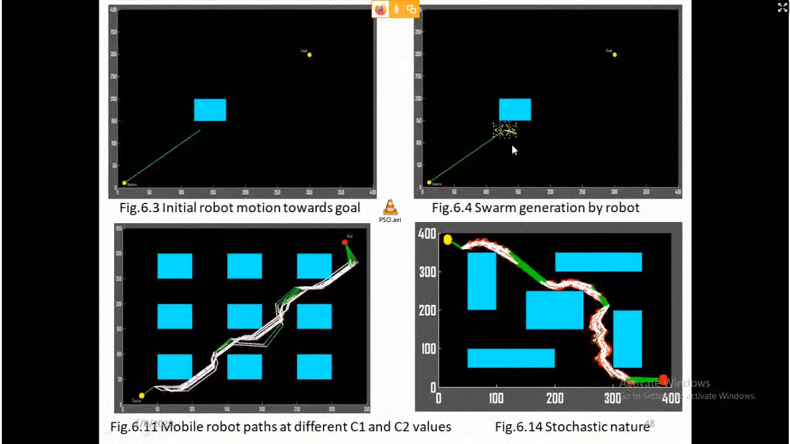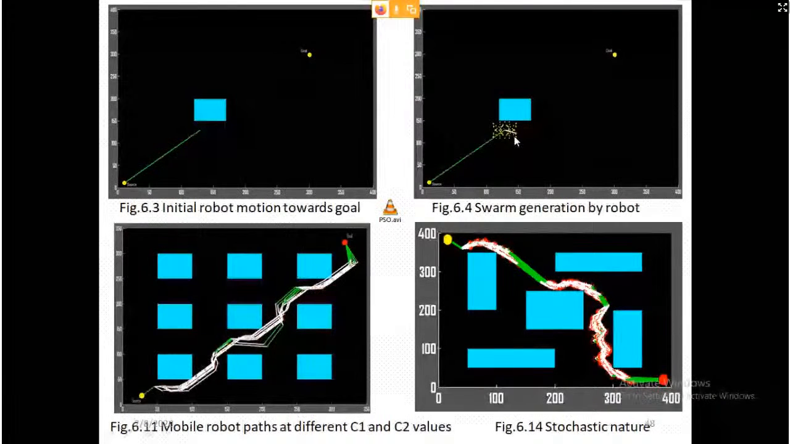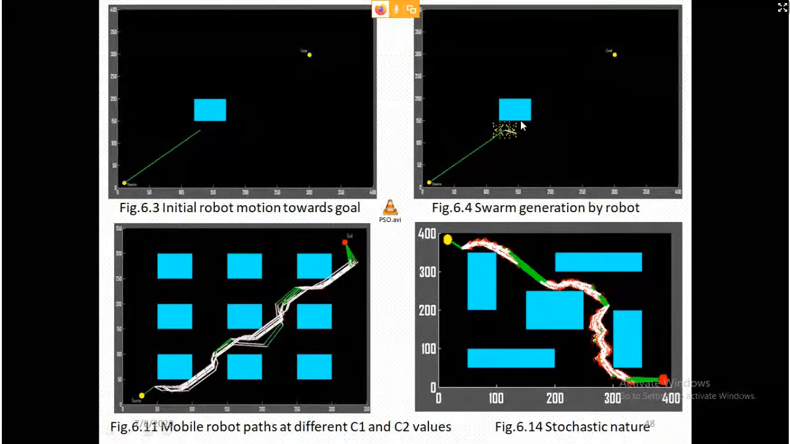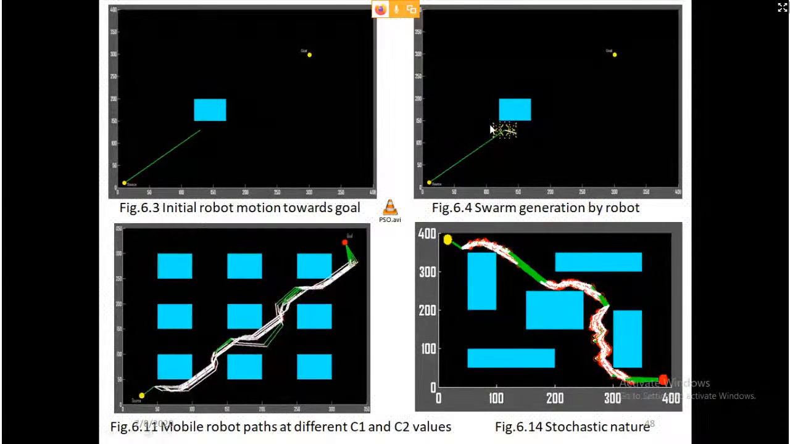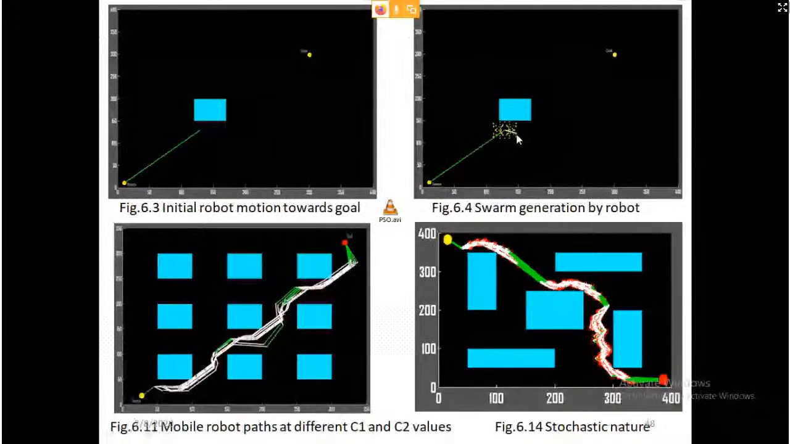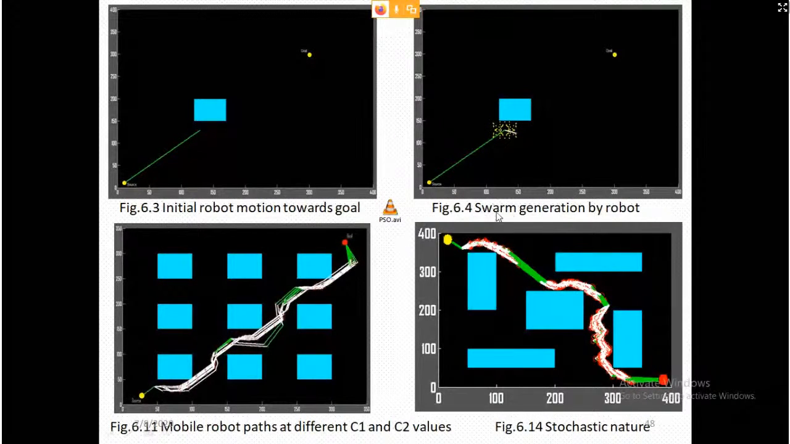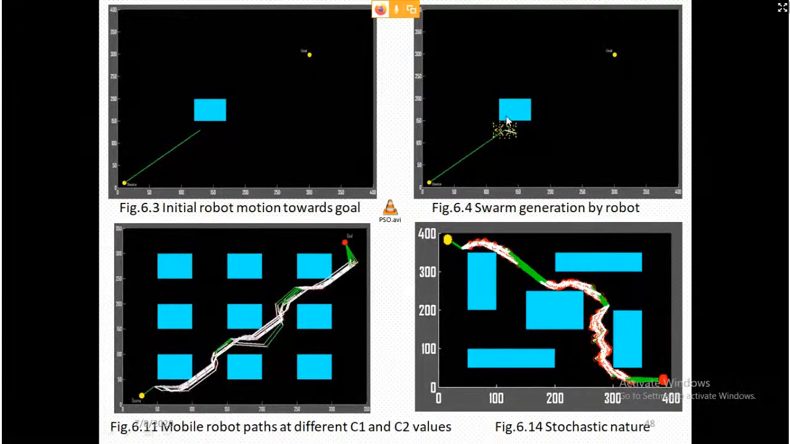Then each particle holds its own position best. All these particles will be checked for the criteria we mentioned: which particle is nearer to the target, and which particle is away from the nearest obstacle. Once it is decided, the algorithm finds the best position somewhere here. Now the robot starts moving towards the global best position, which is detected by this particle swarm optimization algorithm. So this is the initial robot motion towards the goal, and this is the swarm generated by the robot when some objects are sensed.